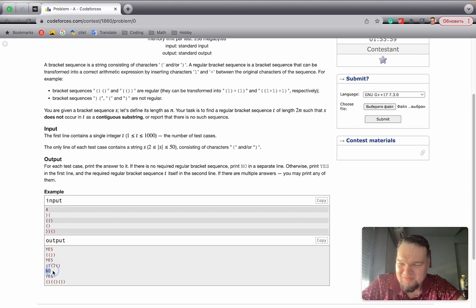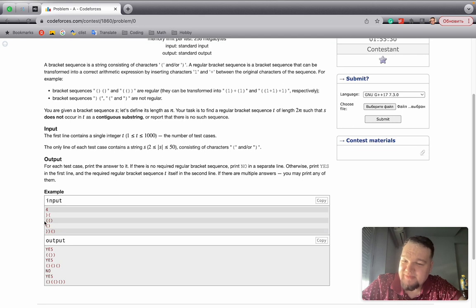So there can be answer no for this case, because somewhere in a regular bracket sequence there must be an opening bracket and then a closing bracket. For all other cases, I think it's always possible.